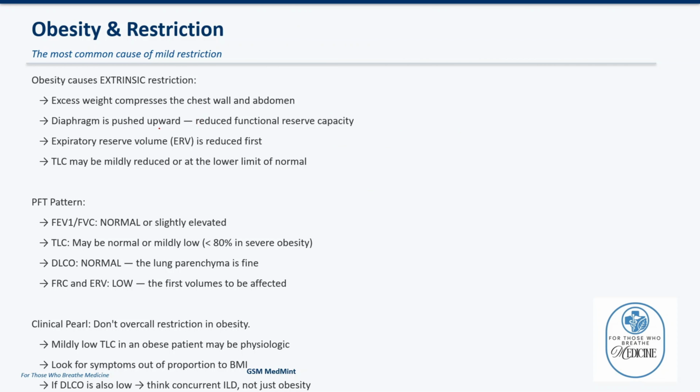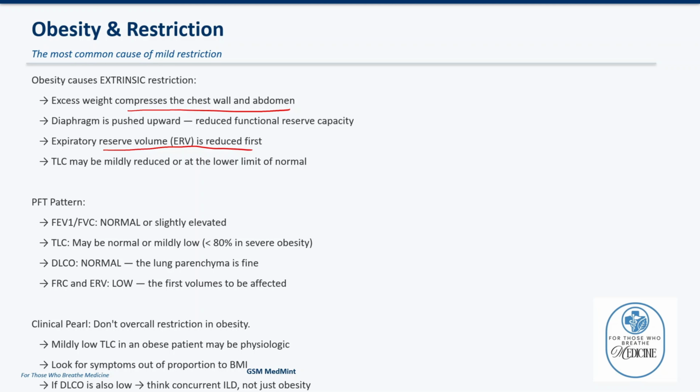Obesity causes extrinsic restriction. Excess adipose tissue in the abdomen and chest wall compresses the thorax. The diaphragm is pushed upward, and the functional residual capacity is reduced. So the expiratory reserve volume is the first to be reduced, and then the TLC may be mildly reduced or at the lower limit of normal in severe obesity.